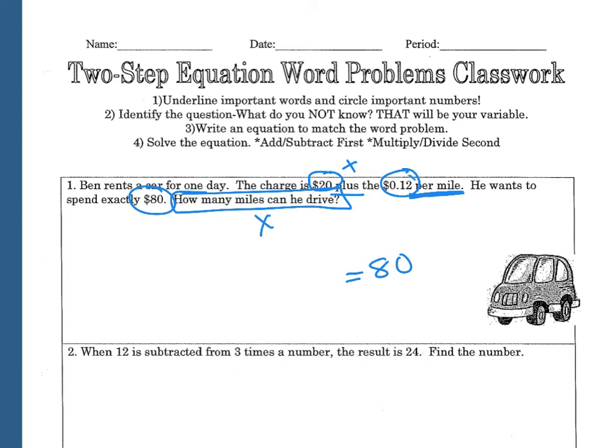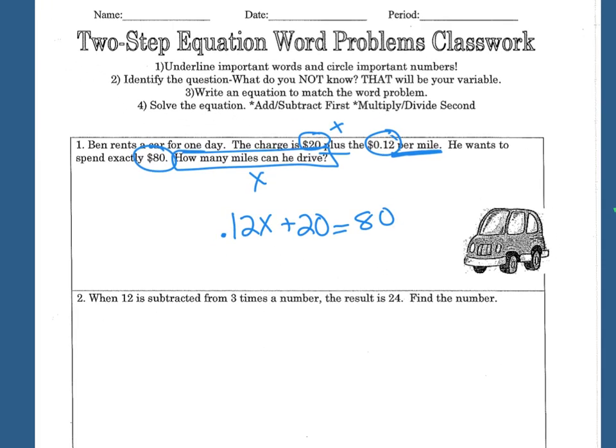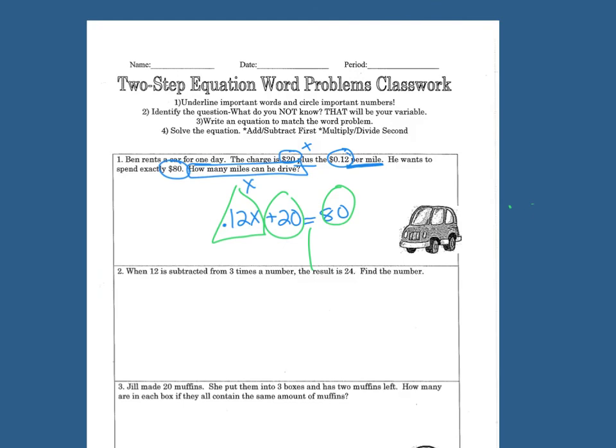So then I'm left with 2 other numbers. I've got a $20 and then I've got 12 cents per mile. So which of those should have the variable on it? Which one is relating to miles? Since miles is what I don't know. 12 cents. So I'm going to put 12 cents times the miles. 12 cents for every mile. Plus a $20 charge.